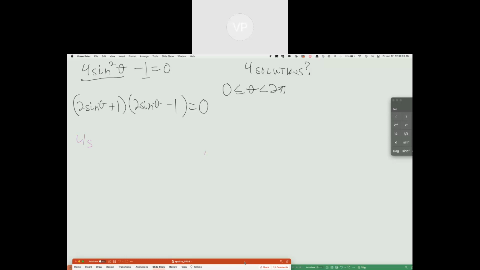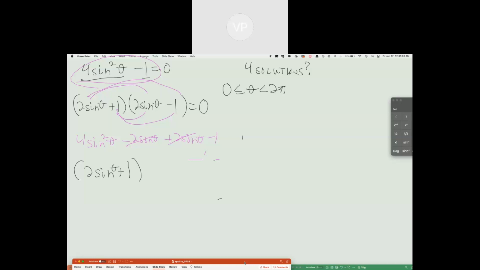And you don't have to write this next step, but just think about it. If I was to FOIL this out, I would get 4 sine square, I would get negative 2 sine theta, I would get positive 2 sine theta, and I would get negative 1. These cancel, and I'm right back to where I started, that 4 sine squared minus 1. All that was just a little confirmation to show you all that, yes, we factored this correctly.